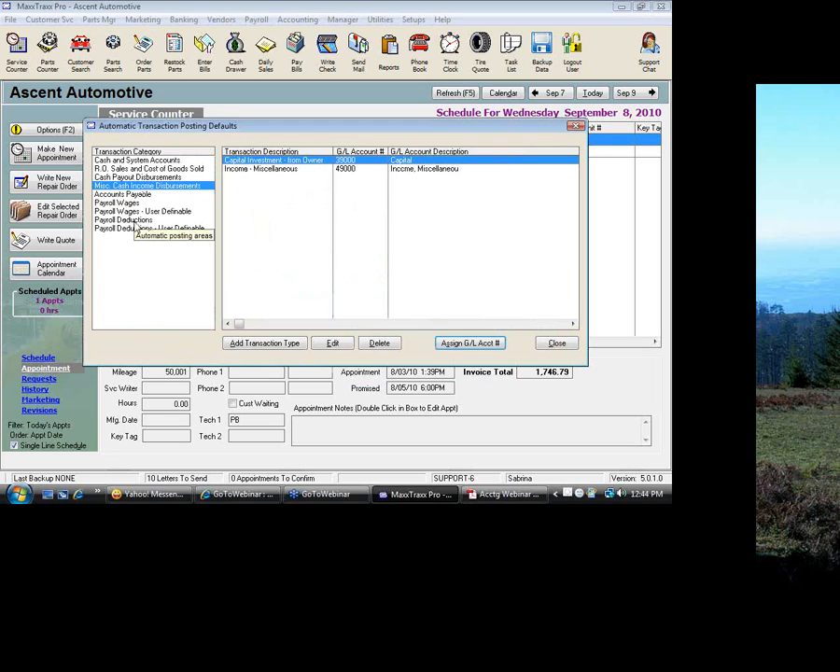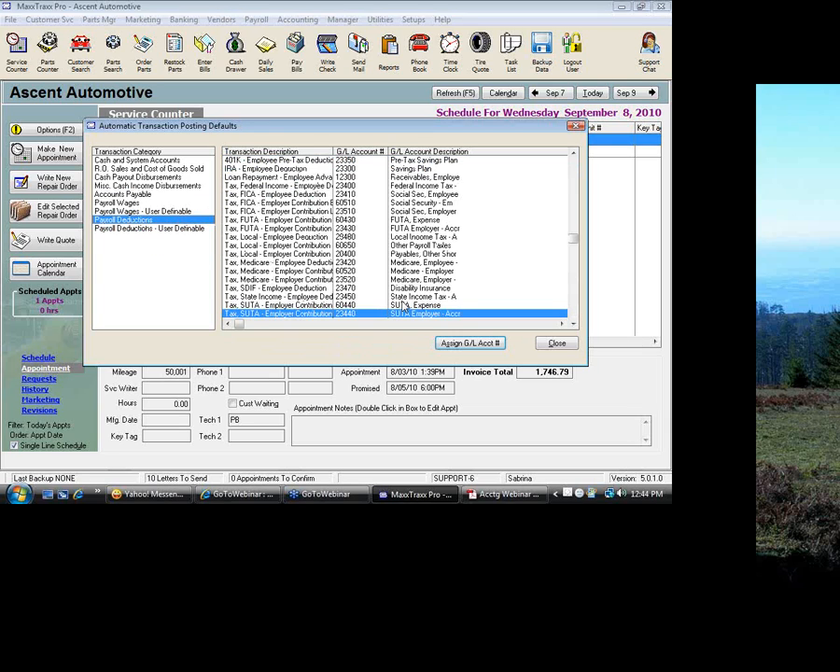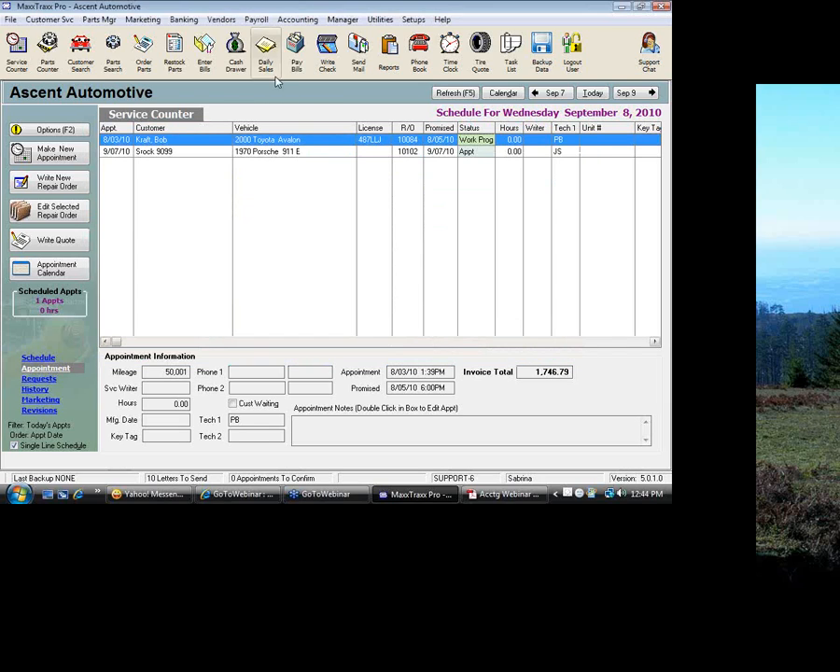Payroll deductions, user definable, this one right here. I actually do have it set up in my system for loan repayment, employee advance. Okay, so that's why it's not showing up there, because it's right here. So let me show you what that looks like.